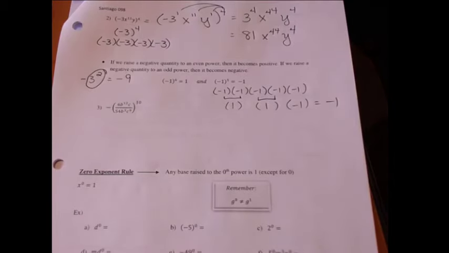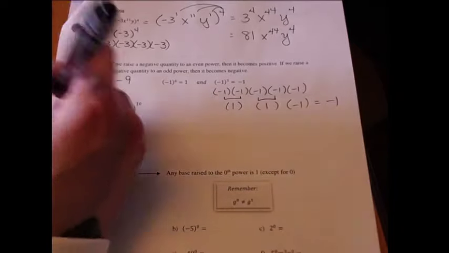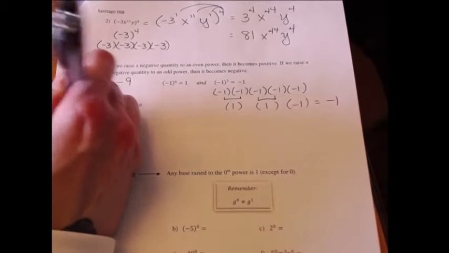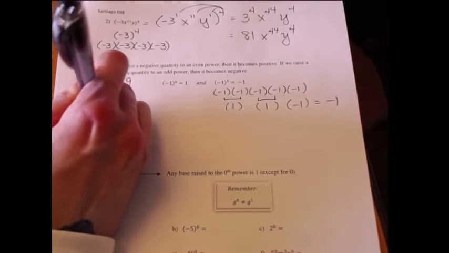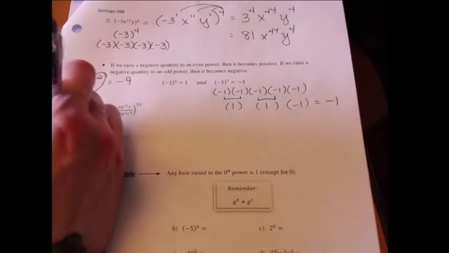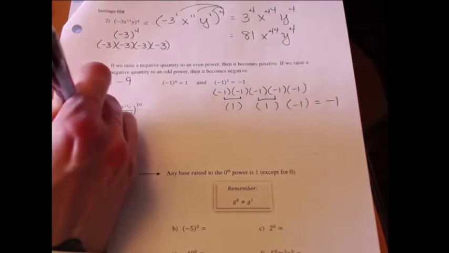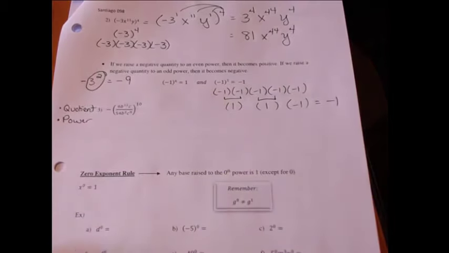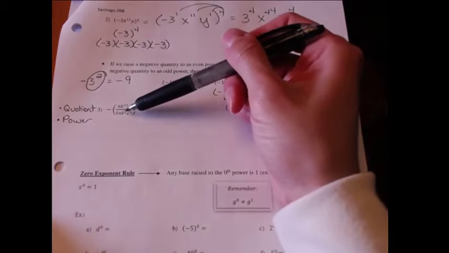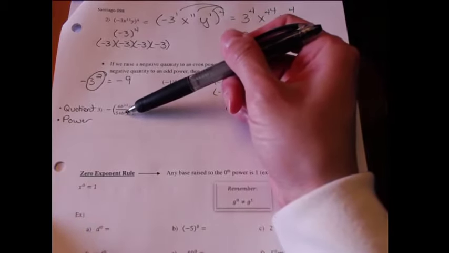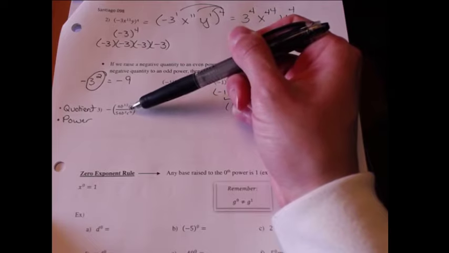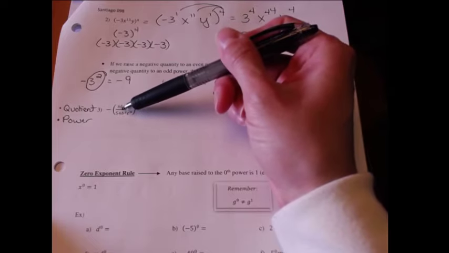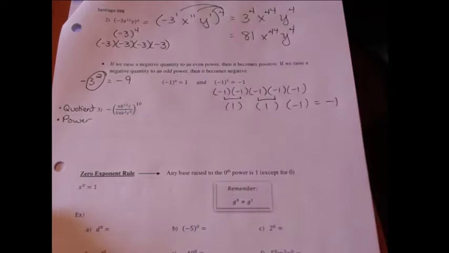For number 3, we have a special example here. For number 3, we have 2 rules that we're going to apply. We're going to apply the quotient rule, and we're also going to apply the power rule. We know we're applying the quotient rule because we have common bases, numerator and denominator, common bases, numerator and denominator. And notice the 6 over 54 we can definitely simplify.